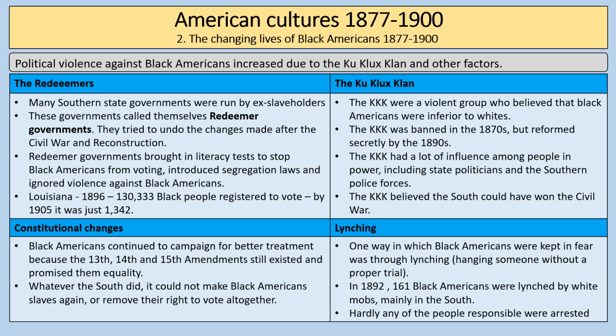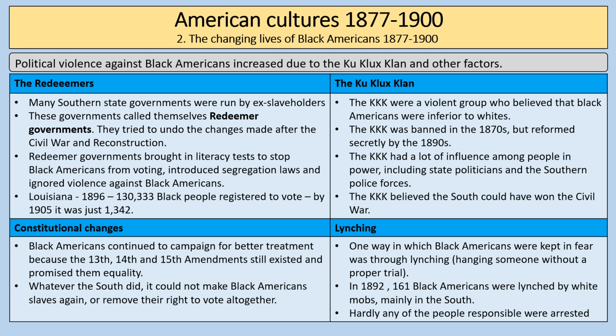The Ku Klux Klan were a violent group who believed that black Americans were inferior to whites. The KKK was banned in the 1870s but reformed secretly by the 1890s. The KKK was a racist group, and it had a lot of influence among people in power, including state politicians and the Southern police forces. And the KKK believed the South could have won the Civil War.